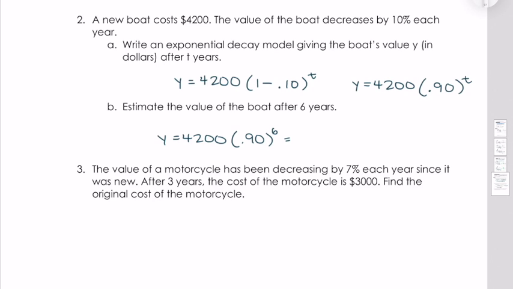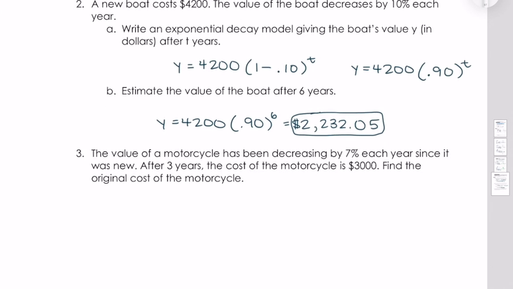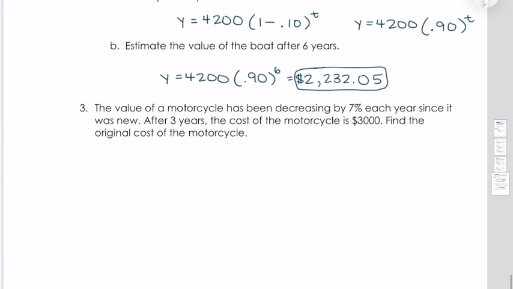So 4,200 times 0.90 to the power of 6. And if you're not sure how to plug that into your calculator, I would do 0.90 to the power of 6 and then multiply by 4,200, okay? Because your calculator doesn't know order of operations like you do.